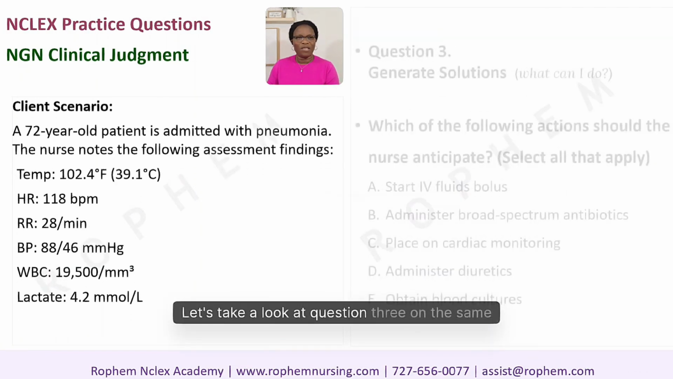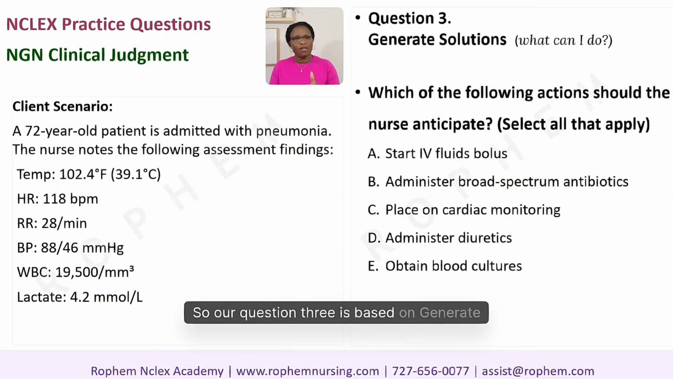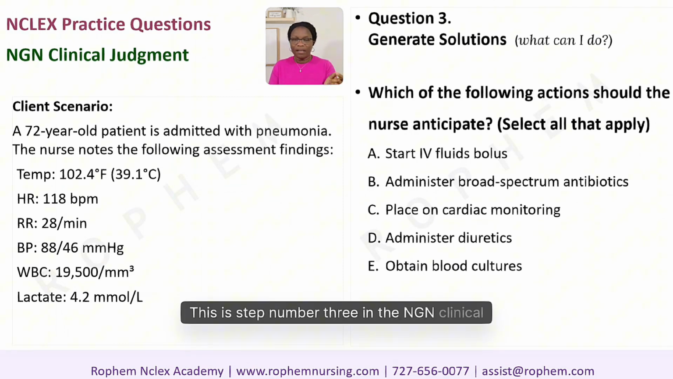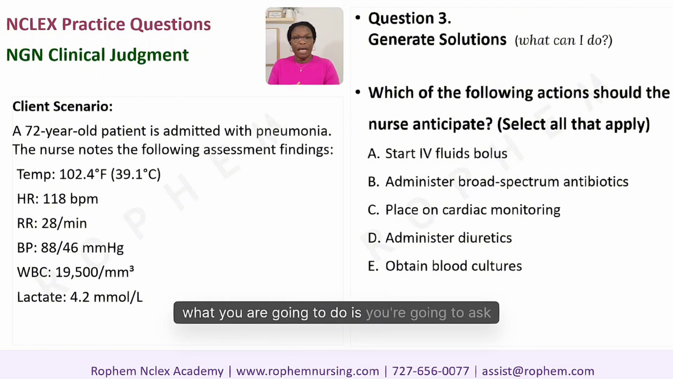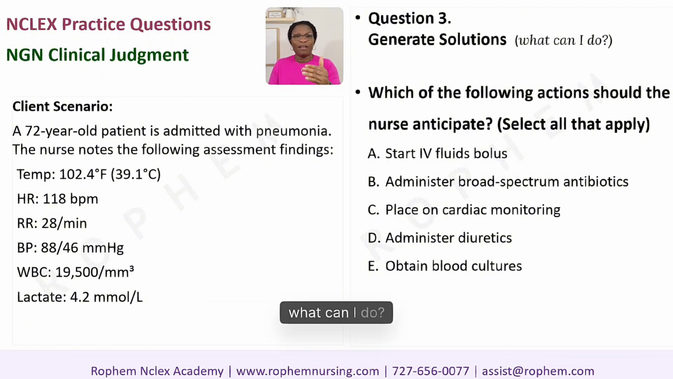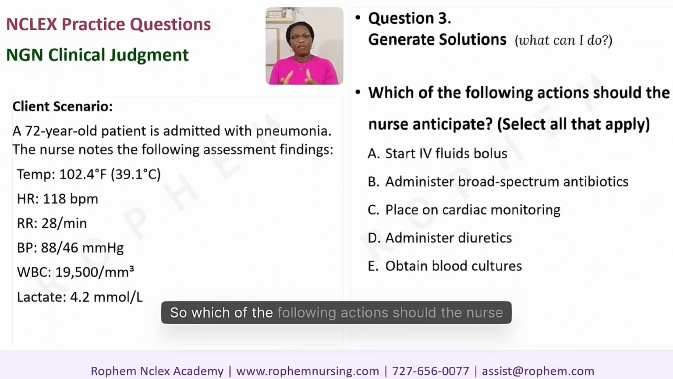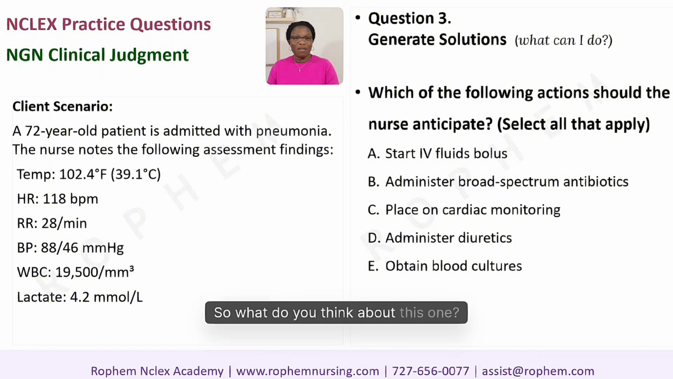Let's take a look at question 3 on the same case study. Our question 3 is based on generate solutions. This is step number 3 in the NGN clinical judgment model. And over here, what you are going to do is ask yourself, what can I do? So you have a patient in your hands. You have already seen all of the assessment findings. Now you need to generate solutions. Which of the following actions should the nurse anticipate? Select all that apply. So, what do you think about this one?